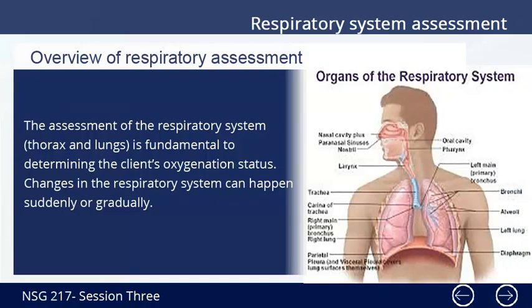Overview of respiratory assessment. The assessment of the respiratory system, that is thorax and lungs, is fundamental to determining the client's oxygenation status. Changes in the respiratory system can happen suddenly or gradually.